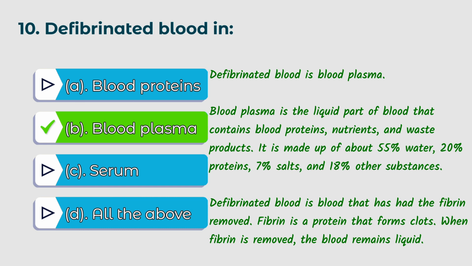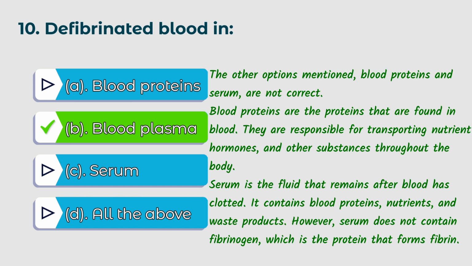Defibrinated blood is blood that has had the fibrin removed. Fibrin is a protein that forms clots. When fibrin is removed, the blood remains liquid. The other options mentioned, blood proteins and serum, are not correct.